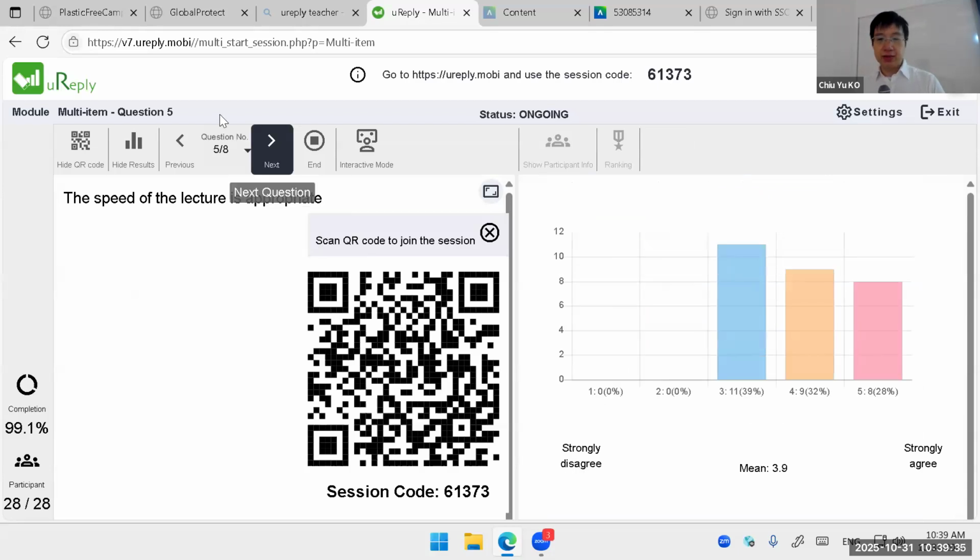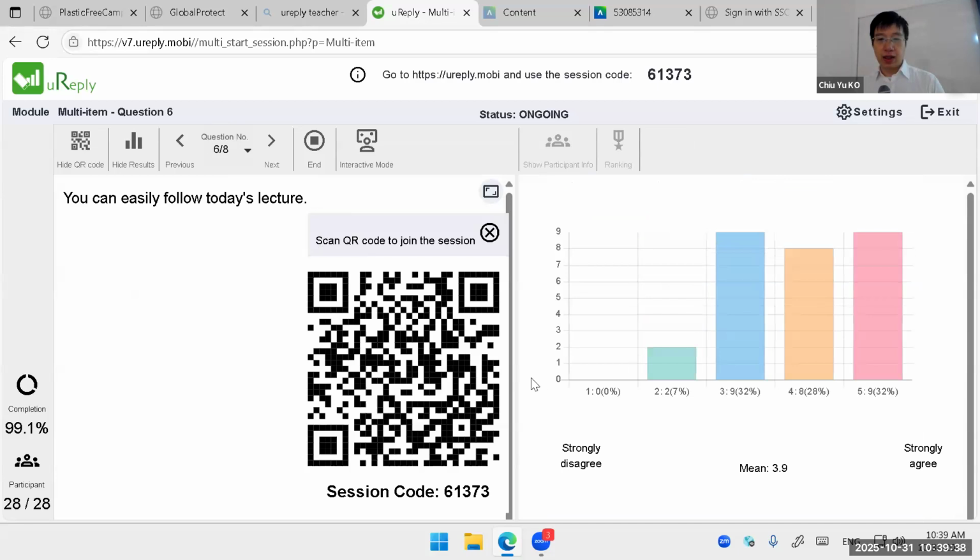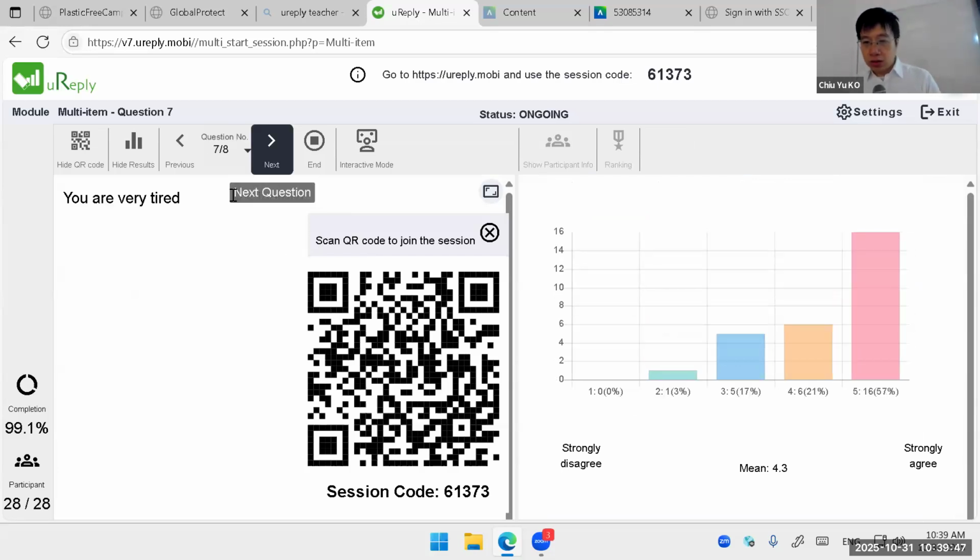The speed is okay. And two of you cannot fully follow. Don't worry, we will do more exercise. And you will see how we do that. Okay.